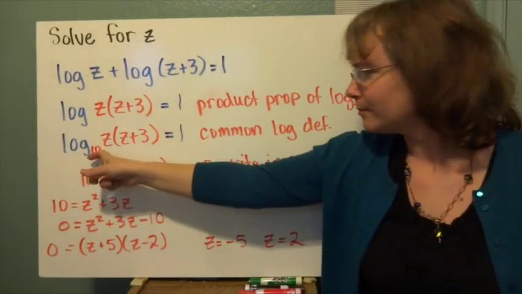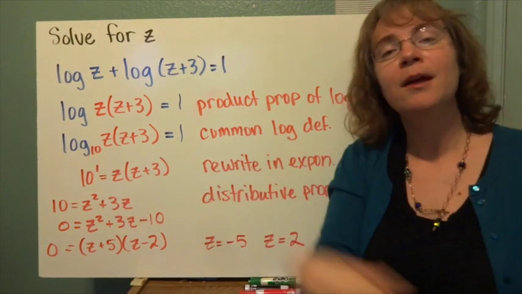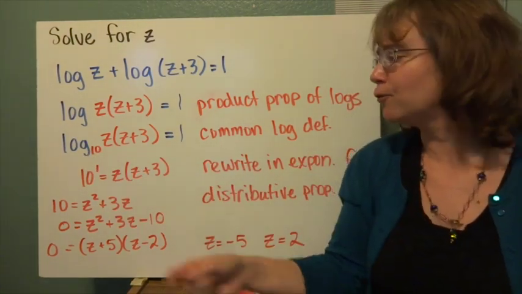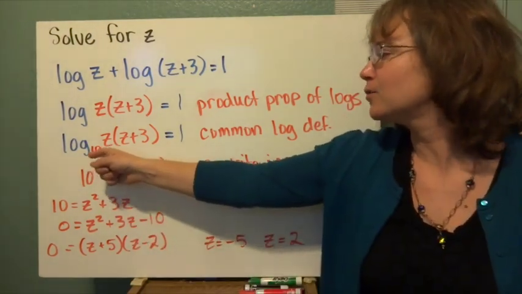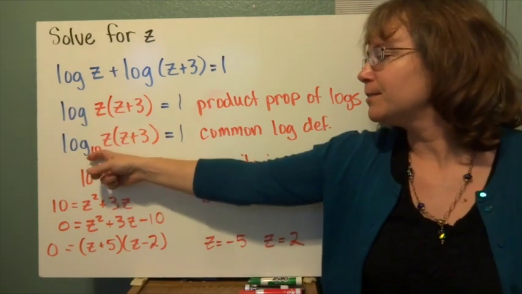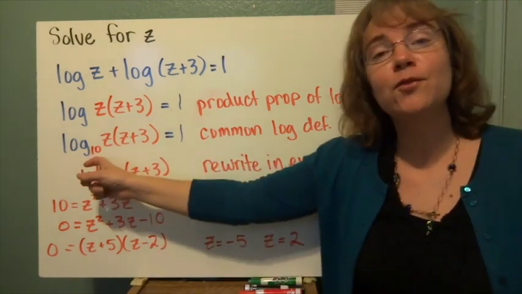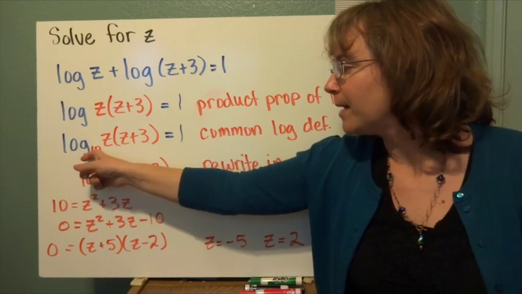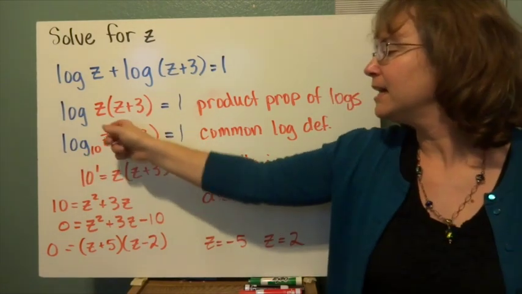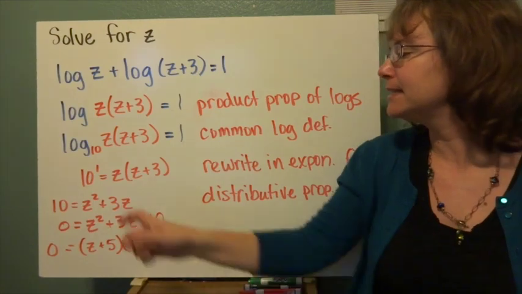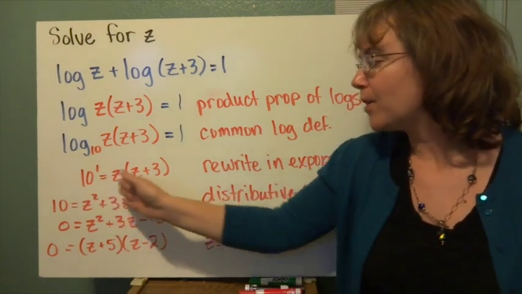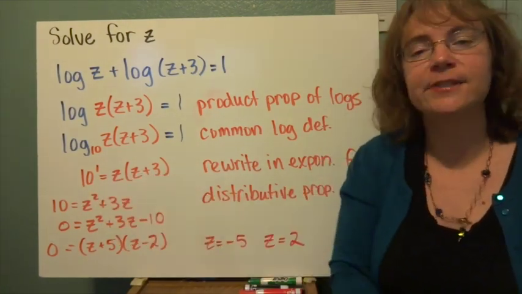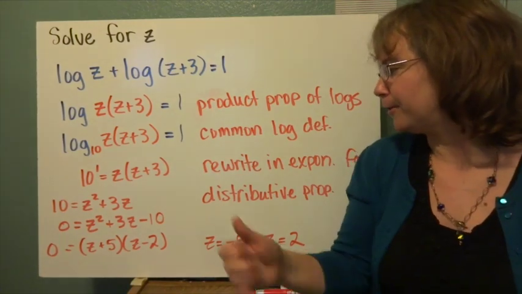And then I just wrote this 10 down here because it'll make converting to exponential form just a little bit easier. It's a common logarithm, so I know that that's a 10. And then rewriting in exponential form, I have 10 to the first power is equal to z times z plus 3. And then I'm going to go ahead and distribute the z's. I'm trying to solve for z here. You've probably seen a problem like this before.